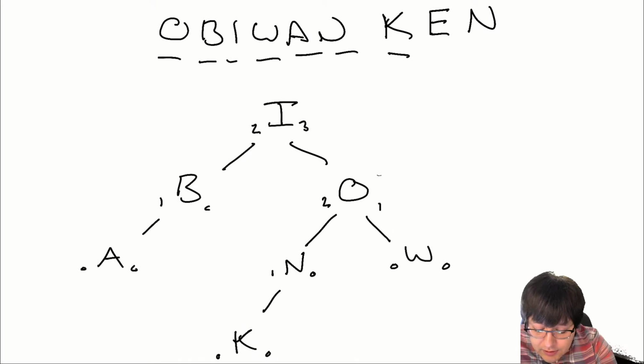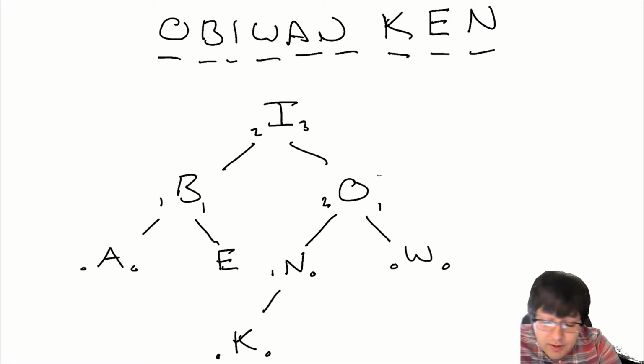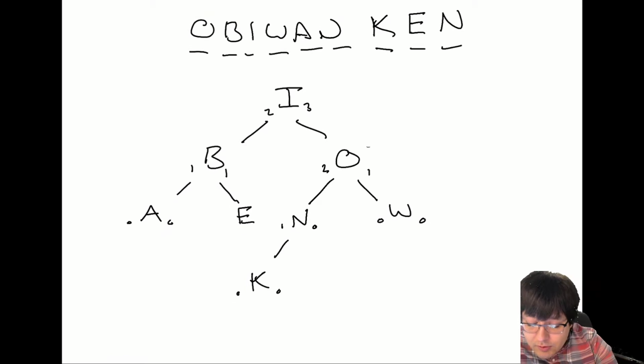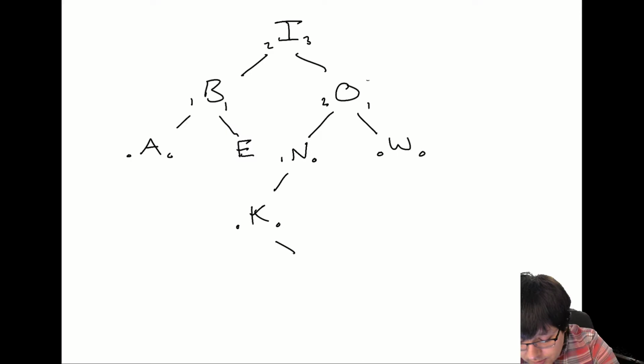Now let us insert the E. The E is smaller than the I, but it's greater than the B. So E goes here. This becomes a 1. This stays as a 2. Now we're going to insert the other N. This is where it'll get a little interesting. The other N is bigger than the I, smaller than the O. You get to this N, and we said duplicates go to the left, right? So we go to the left of the N, but we find the K. N is greater than K, so N gets inserted here.